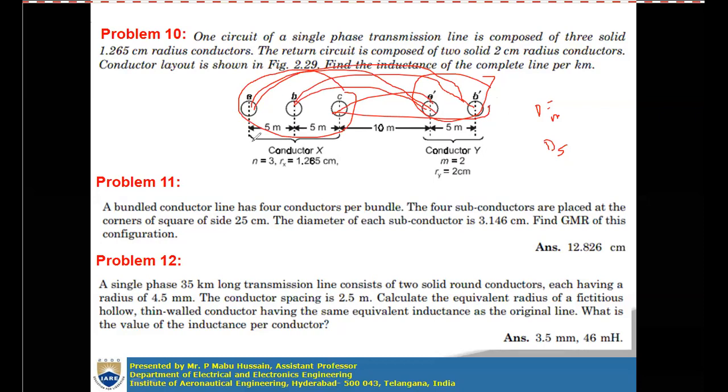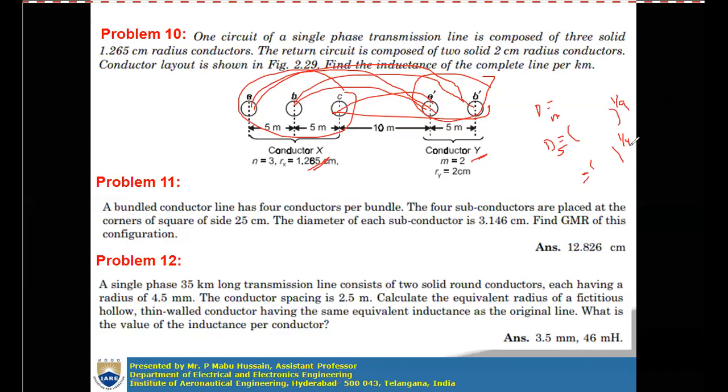Right? Now if you take the self GMD of phase A, then you are having 3 conductors here. So it will be 1 by 3 square, which is 9, if you consider for conductor X. For conductor Y, you are having only 2. So whole to the power of 1 by 2 square only. So 1 by 4 only you will get. So that is the difference only. But the procedure for doing the problem is the same.